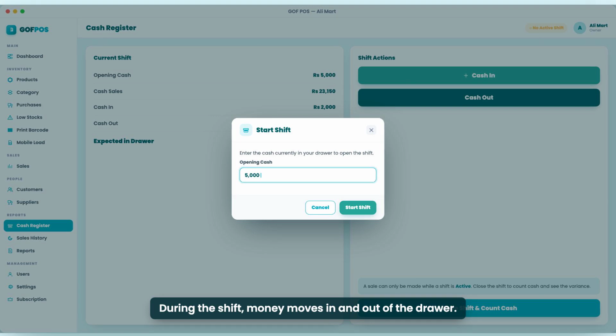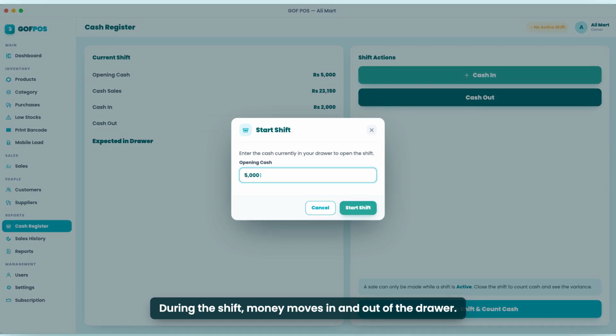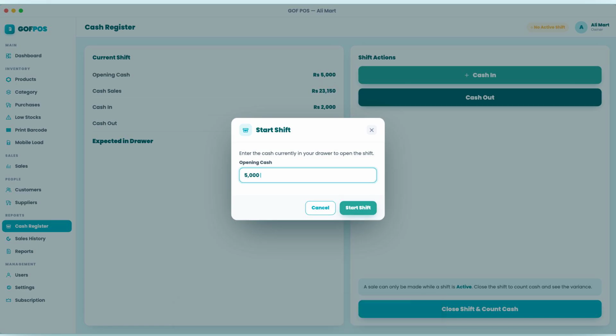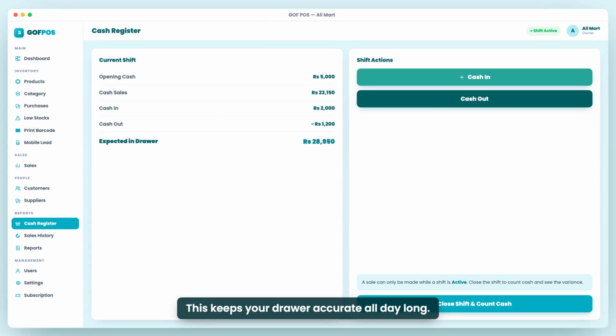During the shift, money moves in and out of the drawer. Record a cash in when you add money to the drawer. Record a cash out when you take money out. This keeps your drawer accurate all day long.